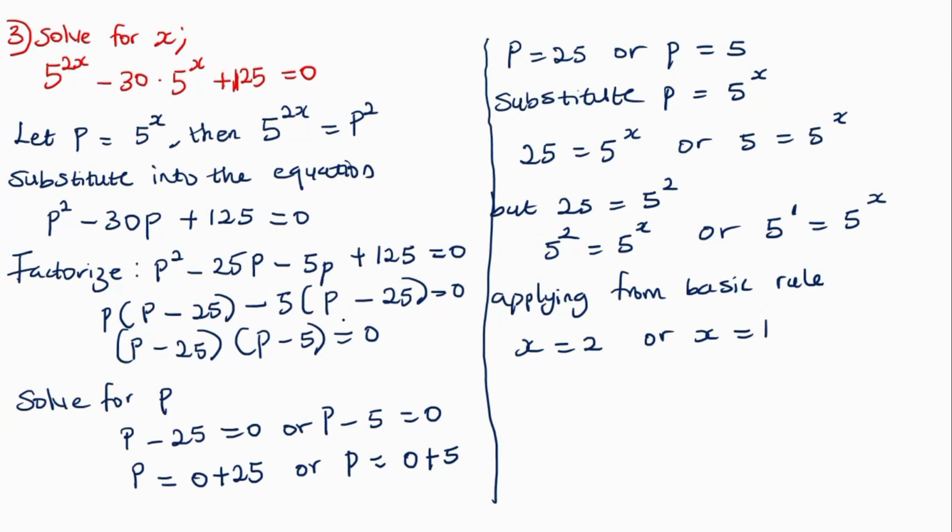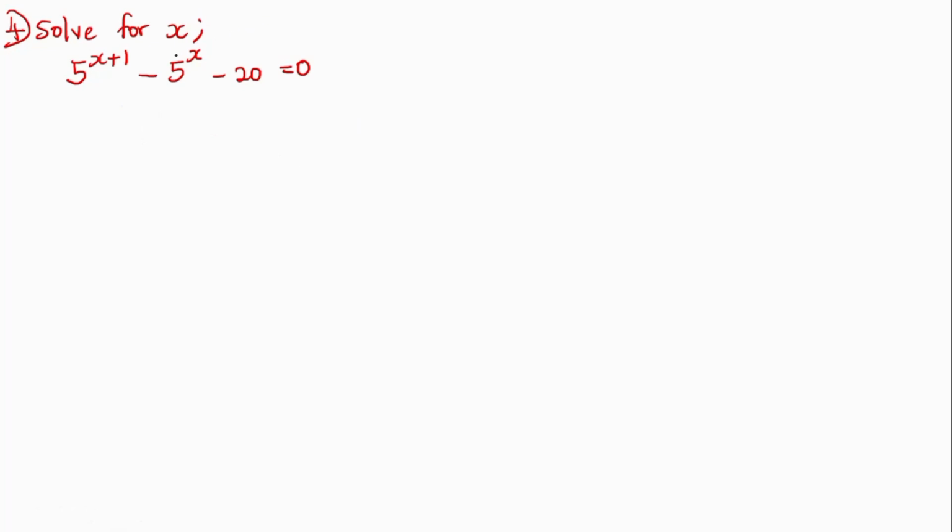So let's simply take the last example for this particular video. Right, so we have this question here that says 5 raised to the power of x plus 1 minus 5 raised to the power of x minus 20 is equal to 0. So the first thing we want to do right here is to simply rewrite 5^(x+1) as 5 raised to the power of x multiplied by 5 raised to the power of 1. Now we can easily see this from the multiplication rule. So this is what you want to simply do.